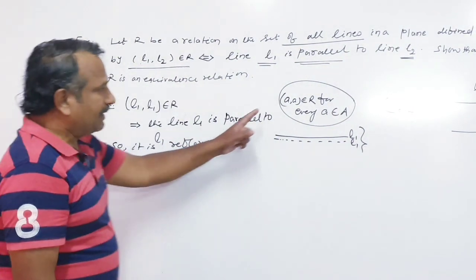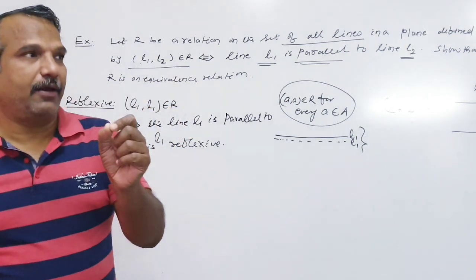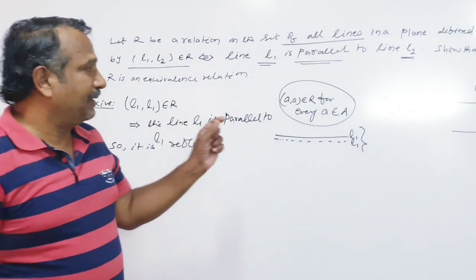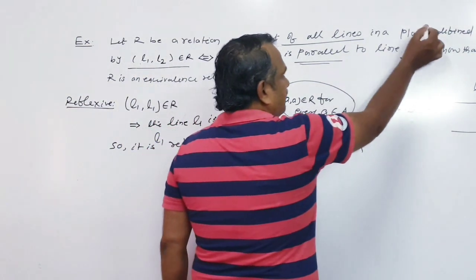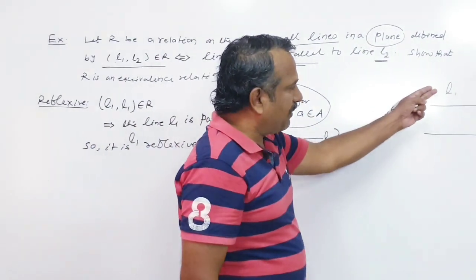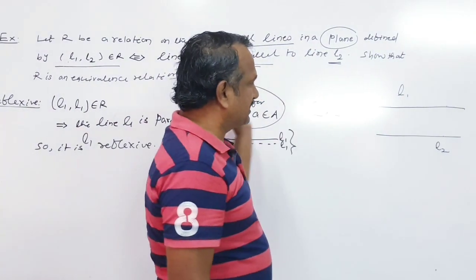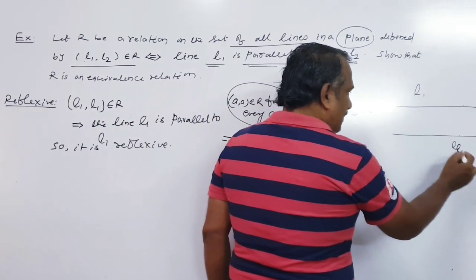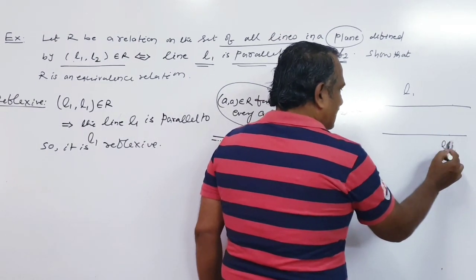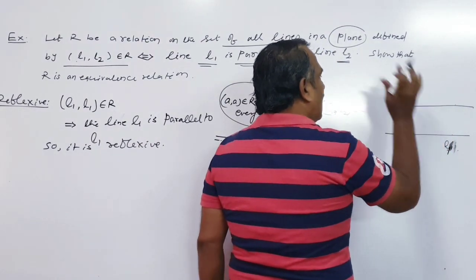What is the definition of reflexive? A related to A for every A that is an element of set A. Here, instead of A, we are given a plane. Now here L1 is parallel to L2. That means reflexive means only L1, this is also L1. That means L1 is related to L1.